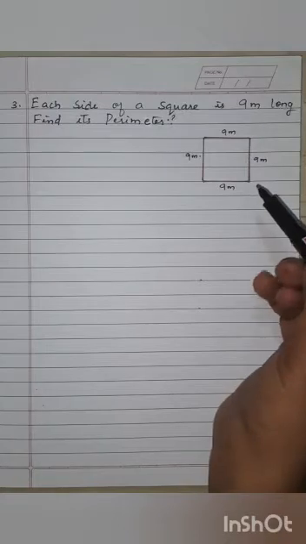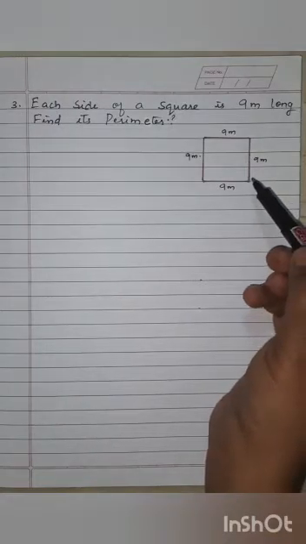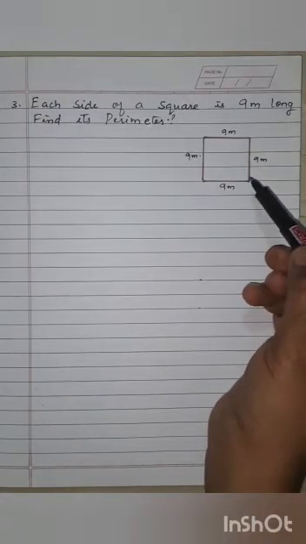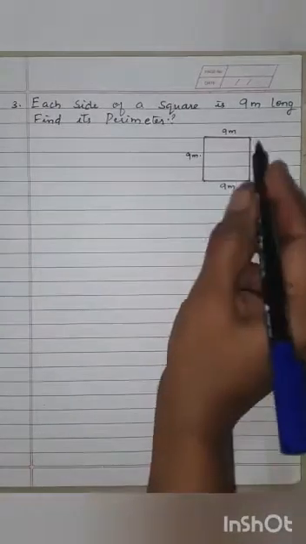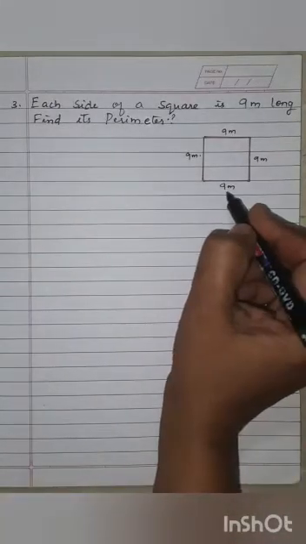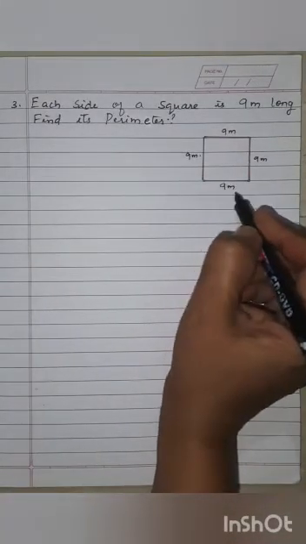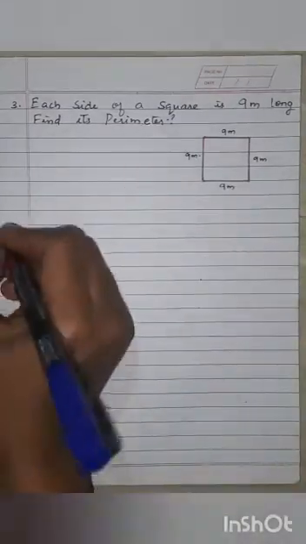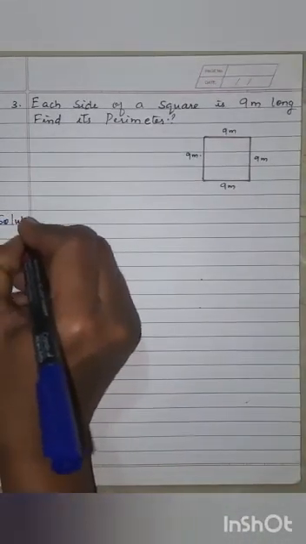Okay, just to make it visible, I have drawn with the red color and black color sketches, but you will be using only pencils to draw the figure. Now they have given the square with 9 meters each side of the square, and they have asked us to find the perimeter. So first we will write the solution.